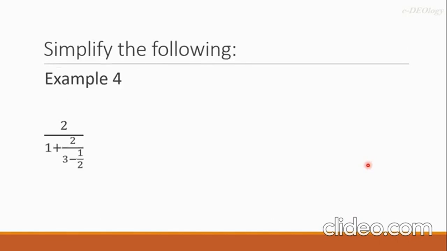Let's have our last example for this video. So there is a whole number 2 up here, and at the bottom it's like a complexity of fractions. So when we have a problem like this, what we will do is start the simplification from the bottom going up.